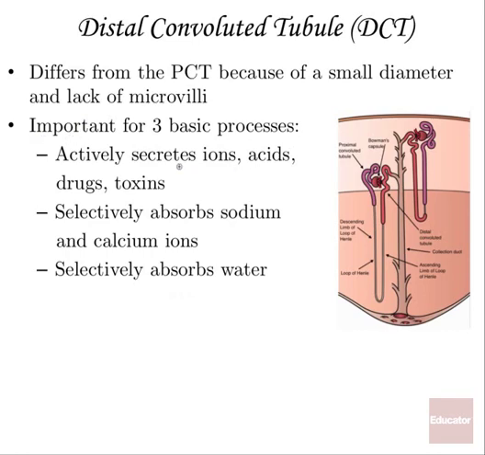It will actively secrete ions, acids, drugs, and toxins. So your kidneys are actually helping out with getting rid of drugs and toxins. The liver, of course, plays a big part in that too. But your kidneys are going to help with this. That's great. Selective reabsorption of sodium and calcium ions based on your needs. Depending on your calcium and sodium levels in your blood, that's going to determine how selective that absorption is, and it selectively absorbs water. So it's just finalizing what's going to become urine. How much stuff are you going to let go of? How much stuff are you going to hang on to?